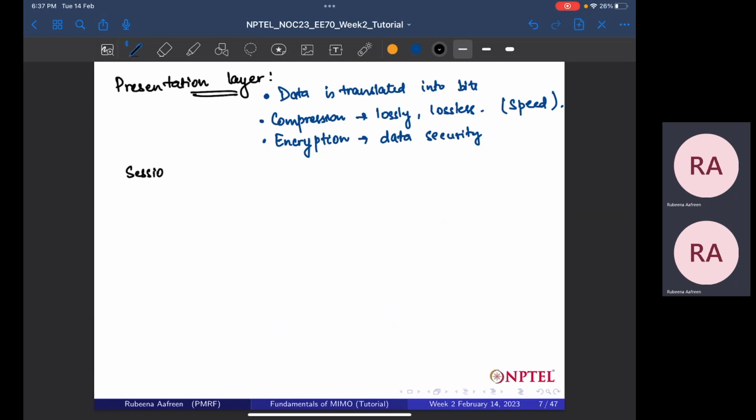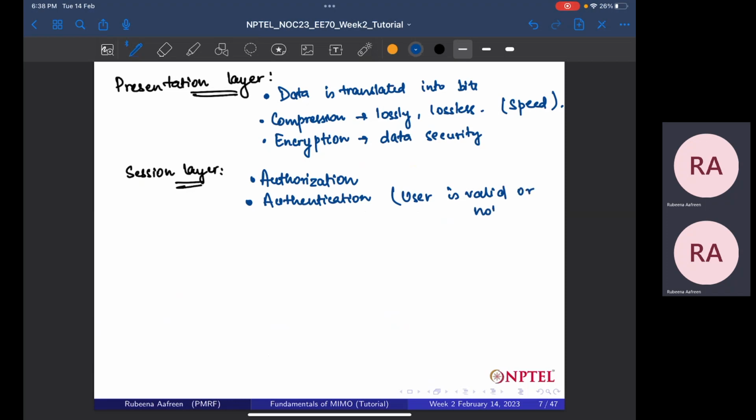Next we have the session layer. The session layer is basically responsible for authorization and authentication. Authentication is whether the user is valid or not. Authorization is whether the user has permission to access a certain page or not. Then while downloading, we have text, data, image. The session layer keeps track of which data is image, which data is text, etc.